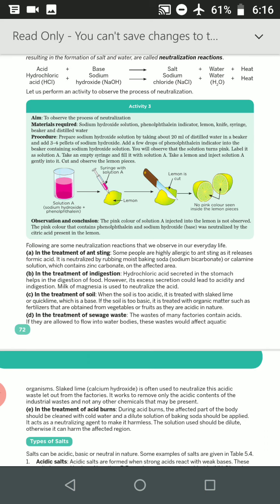Next, treatment of sewage waste. The waste from many factories contains acid. Now, when it is allowed to flow into water bodies, it affects aquatic plants and animals. So what we do is add calcium hydroxide to neutralize it, so that when the waste is let out from the factory, it is a neutral solution and does not affect any aquatic plants and animals.